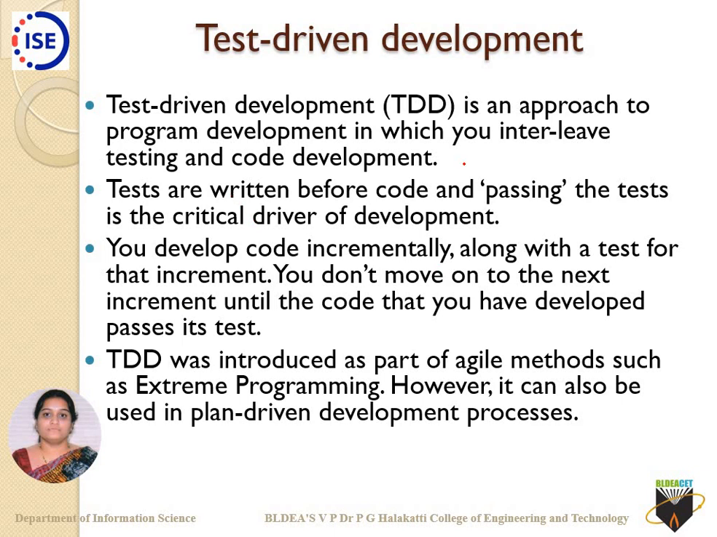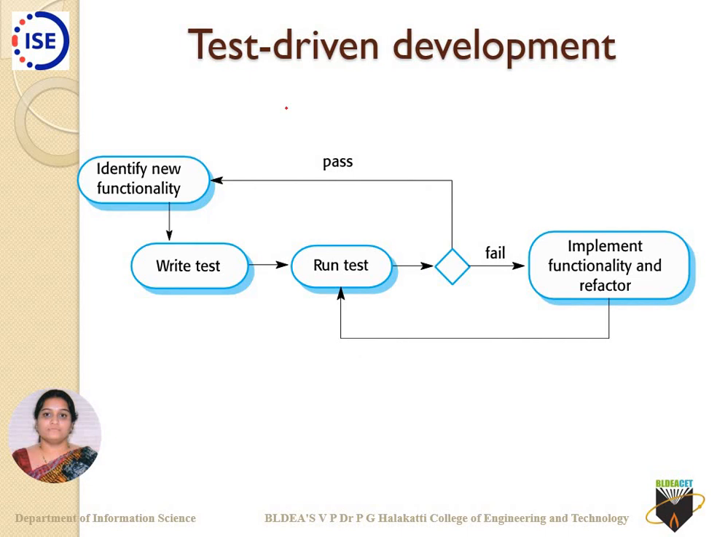You develop the code incrementally along with the test for that particular increment. You don't move on to the next increment until the code you have developed has passed this test. In other words, TDD is even called extreme programming also. Extreme programming says that things are tested first and then it works for the development. So here you can see how test driven development works.